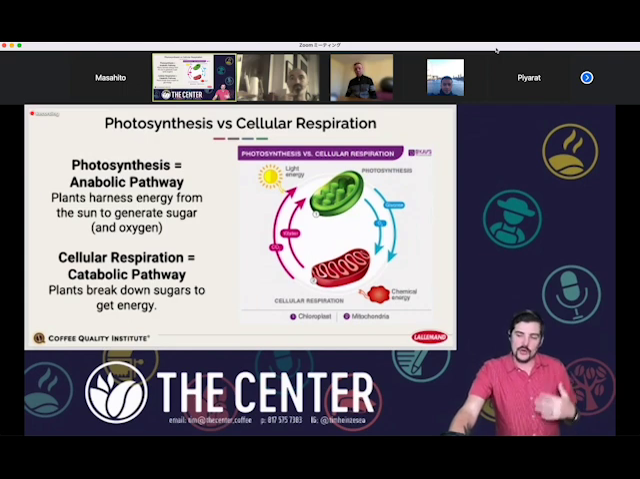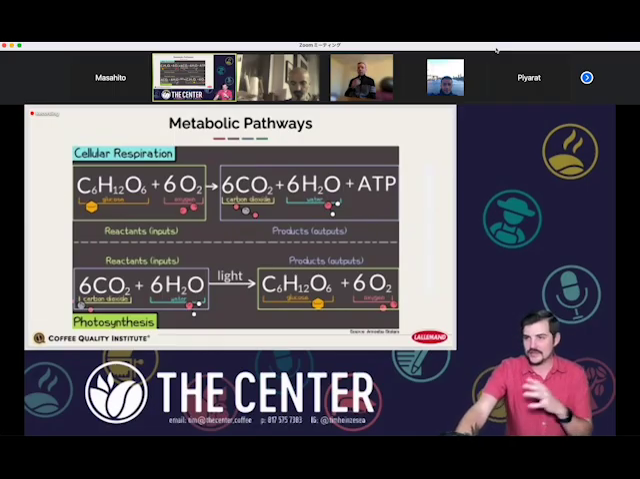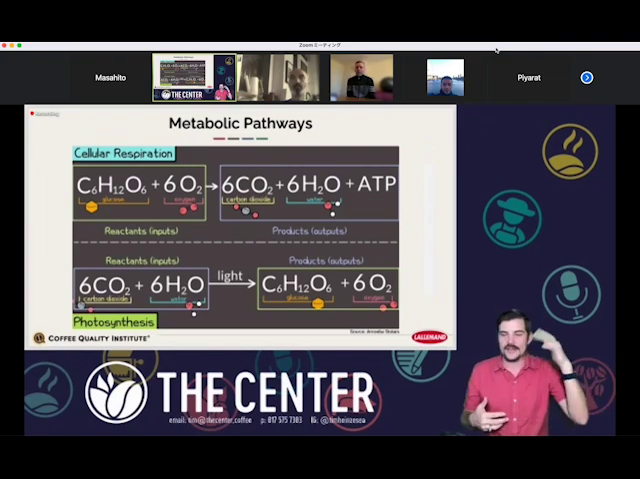But we understand that photosynthesis is an anabolic pathway, and cellular respiration is a catabolic pathway. Photosynthesis builds compounds, while cellular respiration breaks down those compounds, breaking down sugars in order to get energy. Here is a breakdown of those pathways at a chemical structure level. You can see up at the top cellular respiration. I should have flipped those.